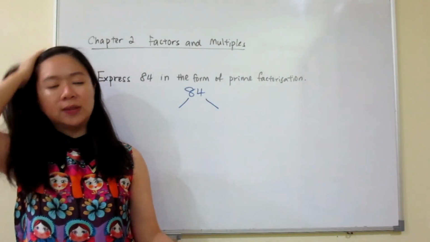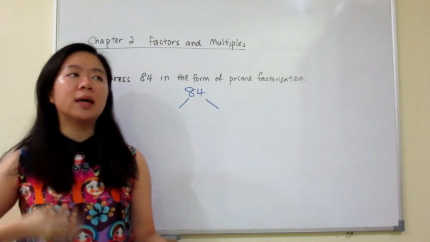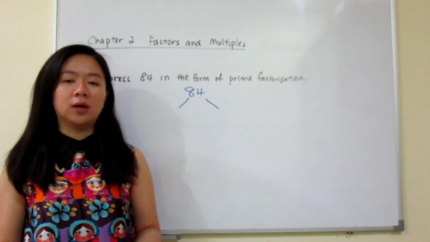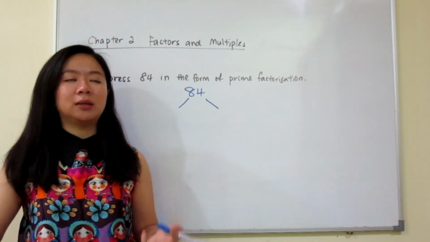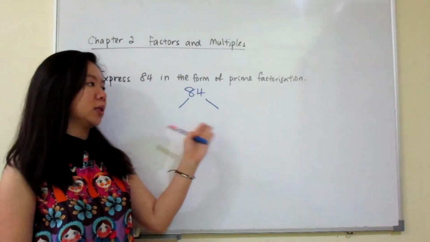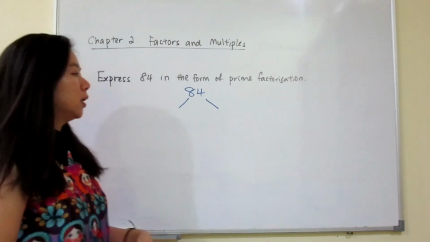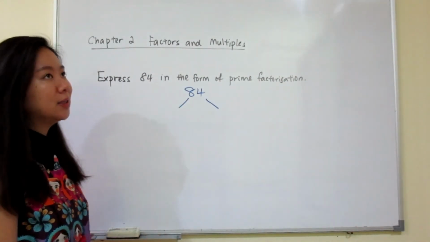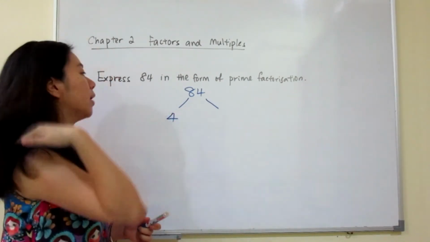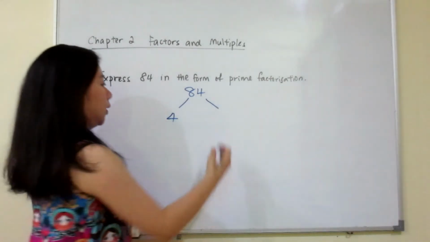You can just randomly choose a number and then press on the calculator: 84 divided by the number that you have chosen, and if it gives you a whole number, then you can pick that pair. Just write down the number you have chosen here and the answer here. So just pick a random number. Let's say I pick 4. So 84 divided by 4, that is 21.